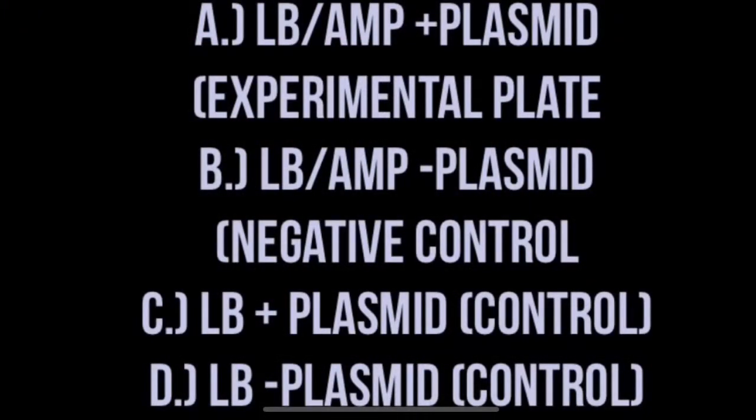While waiting, you can label the petri dishes like so. LB stands for Luria broth, a substance that promotes cell growth. AMP stands for ampicillin.